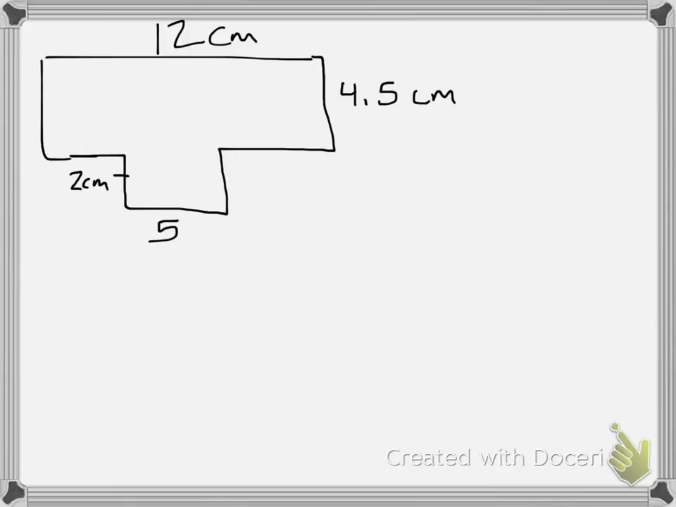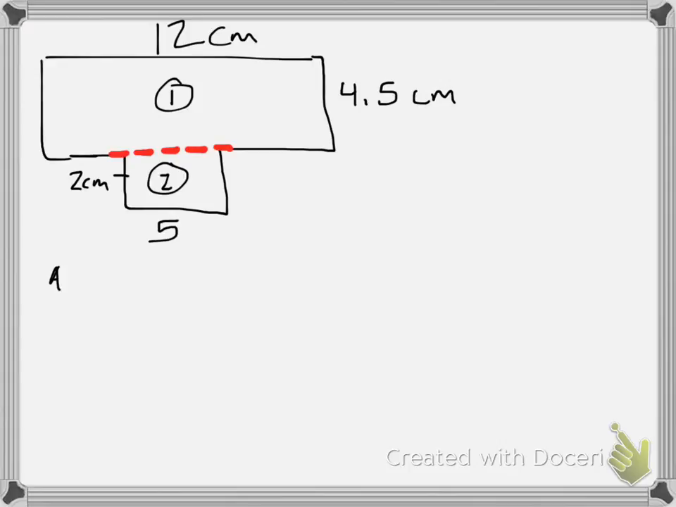Here's the first one. We have this shape with these sides labeled. Now the first thing that you want to do is think about, how am I going to break this up? How am I going to turn this into two shapes? So right here, hopefully, you can see that if we were to split it right there, we would end up with two normal rectangle shapes. So that's how we'll split this one. So let's figure out the area of the first one, and then we'll figure out the area of the second.